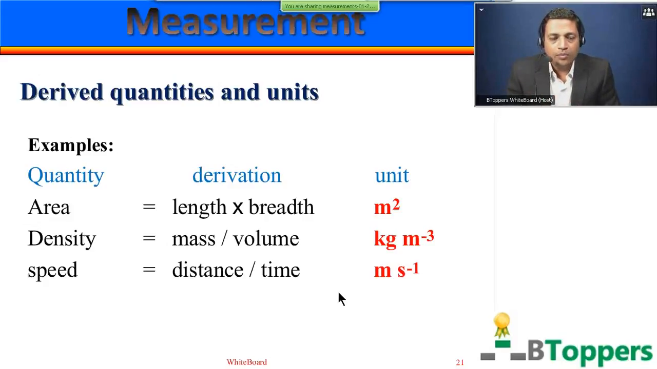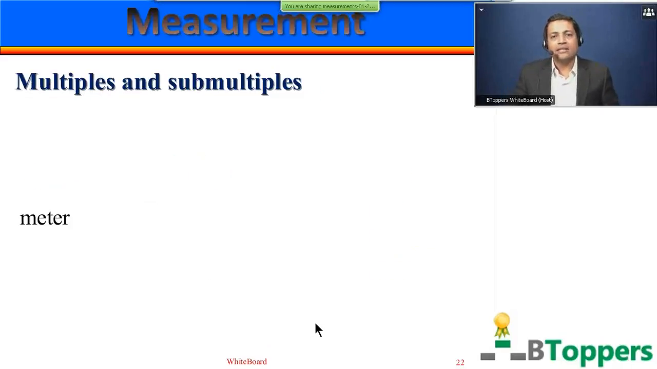So we have seen what are fundamental quantities and fundamental units, and derived quantities and derived units. Let us then look at multiples and submultiples. Now, before we go to multiples and submultiples, I'll explain to you why we need multiples and submultiples.